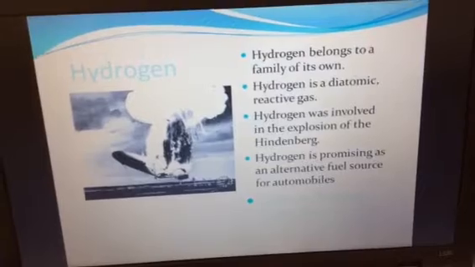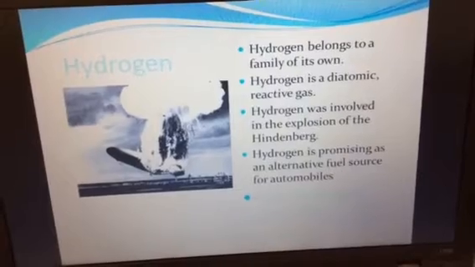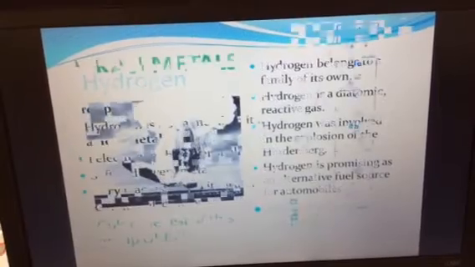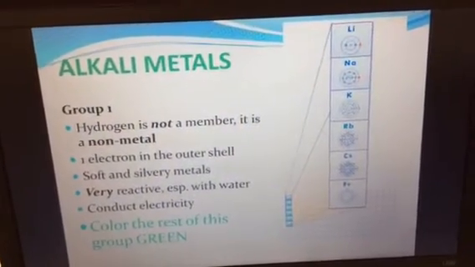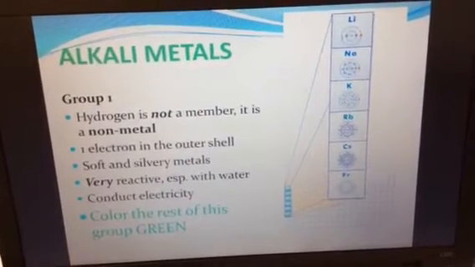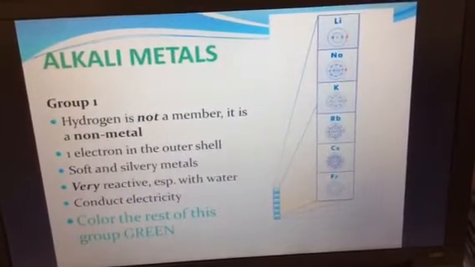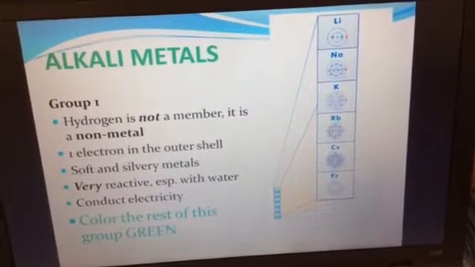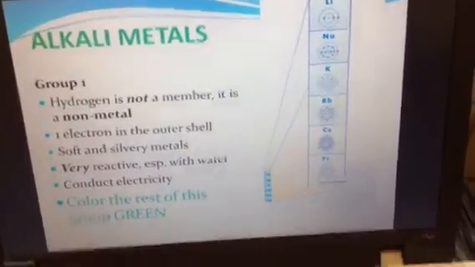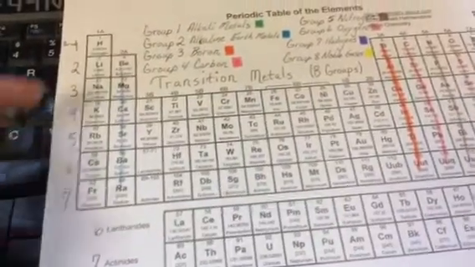We're going to start with hydrogen. Hydrogen is not a group, it's just its own individual element, and you will color that light blue. Your first group, group 1 of the periodic table, is your alkali metals. Remember, you already colored hydrogen light blue, so it is not a member of this group. It has 1 electron in the outer shell, since it is group 1. And you're going to color this group green. Lithium through francium, right there.